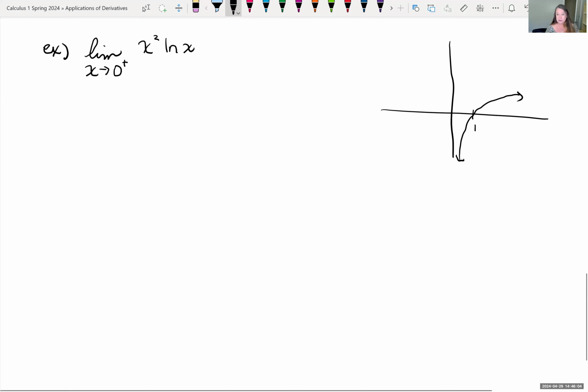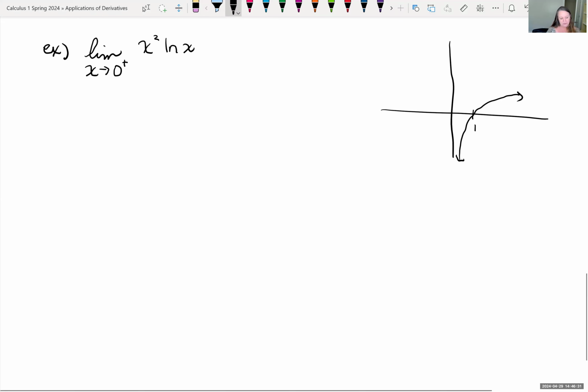If you get 0 times infinity, or infinity times infinity, or infinity minus infinity, these are indeterminate forms. Infinity raised to the infinity power. There are just different indeterminate forms, and I'll pull up some indeterminate forms in a minute after we go through this example.